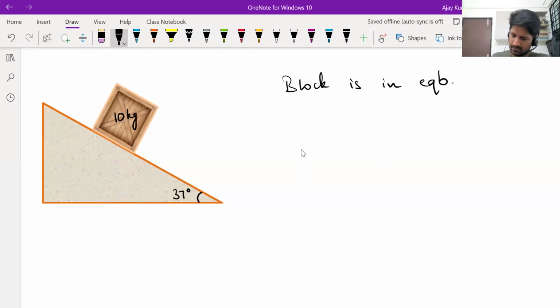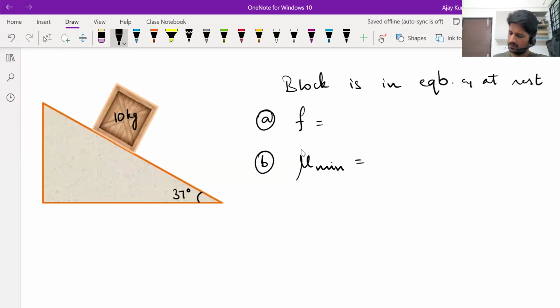So first question. Block is in equilibrium and at rest, I should say, because equilibrium is possible with constant velocity also. So block is at rest. Calculate how much friction is acting on it. If it is at rest, if it's not sliding, it's static friction only. Then based on that, you find out what is the minimum coefficient of friction between the block and the surface such that it can stay there. Okay. Try this, all of you. Calculate how much friction acts on the block and what is the minimum coefficient of friction needed.